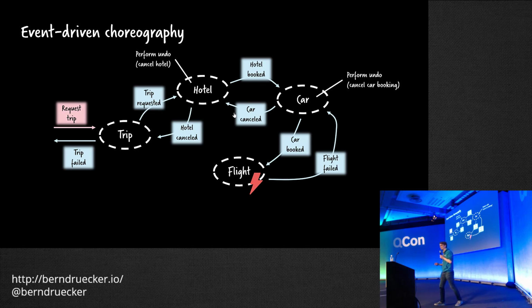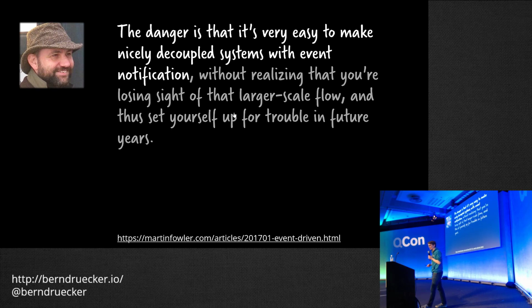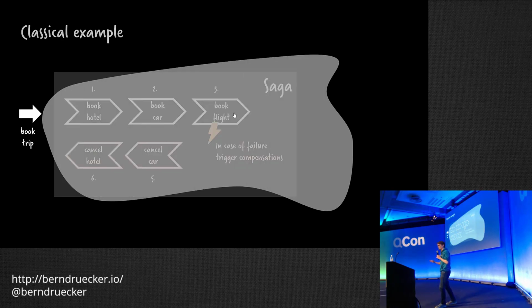So I was really happy when I saw this blog post from Martin Fowler. It was beginning of 2017, and he wrote, the danger is it's very easy to make nicely decoupled systems with event notification, without realizing that you're losing sight of a larger scale flow, and thus set yourself up for trouble in future years. That's kind of the problem we have, because then we're not understanding the flow, which also makes it hard to change at some point in time. There are other resources. By now, it gets discussed quite often. That was one of the first blog posts where it really came up. So we basically lose sight of that.